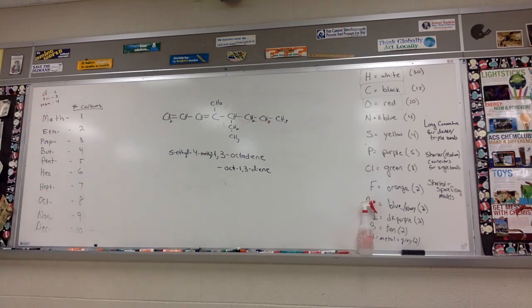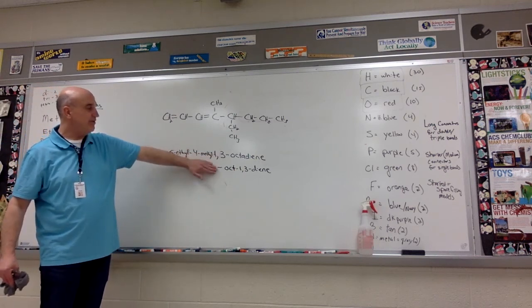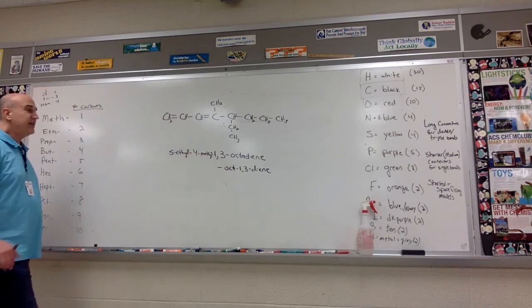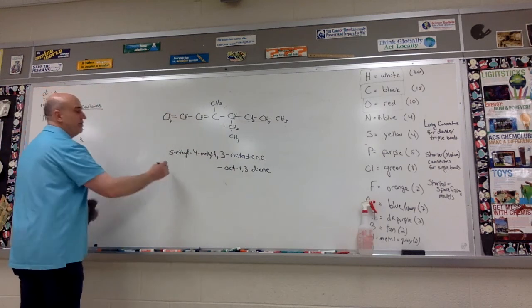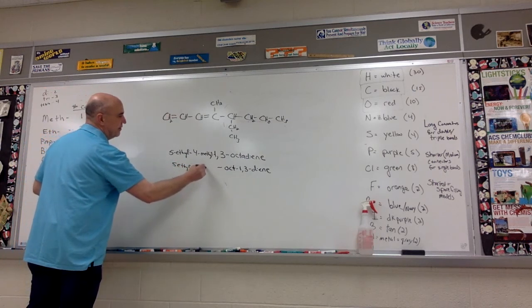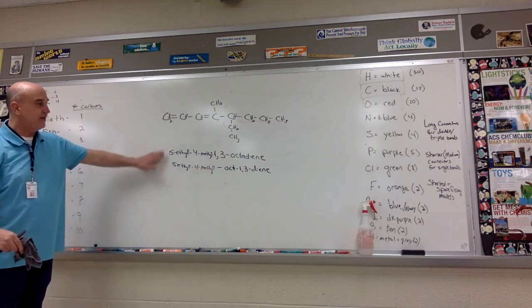So when you're naming these, it's kind of weird because you have to kind of go backwards, right? You have to find your longest chain first and then go backwards to see what's attached to it. So we start with the 3-octadiene or oct-1,3-diene. You just put the stuff that's attached to it then. 5 ethyl. So either one of these is acceptable.